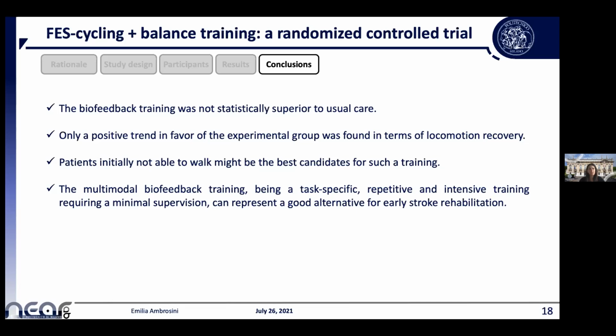We did not use ABC. So the question here is, did you use any patient-administered outcome measures such as ABC? No, we did not include this type of measurement.